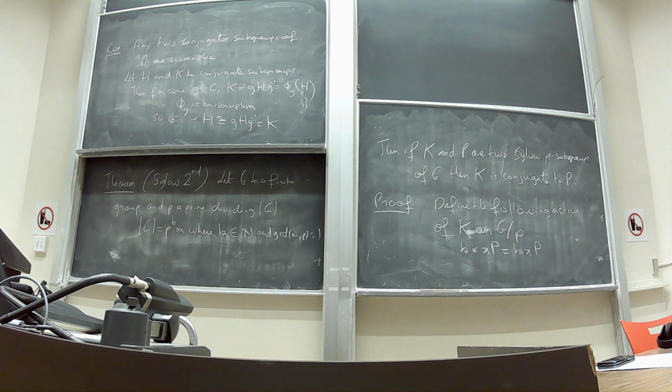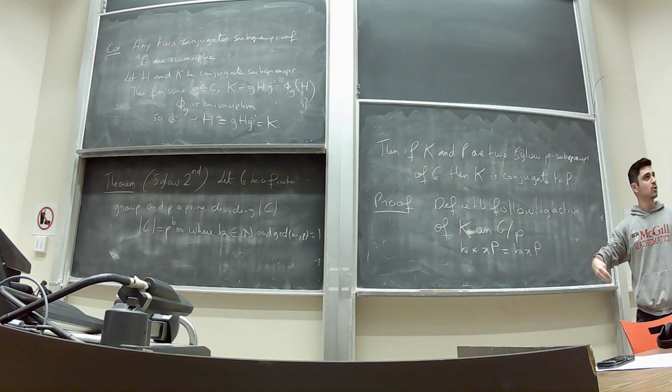I can do that. This is called the restriction of the action of G to K. Is this clear? So you can let G act on G mod P, and you can let any subgroup of G act on G mod P. There's nothing wrong with that.